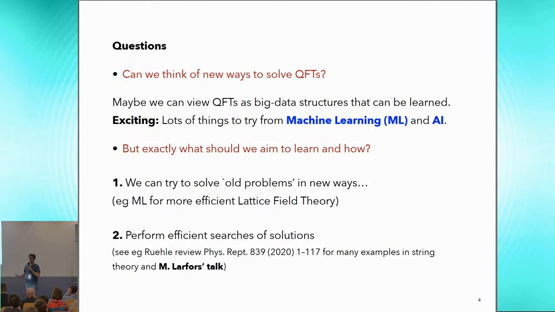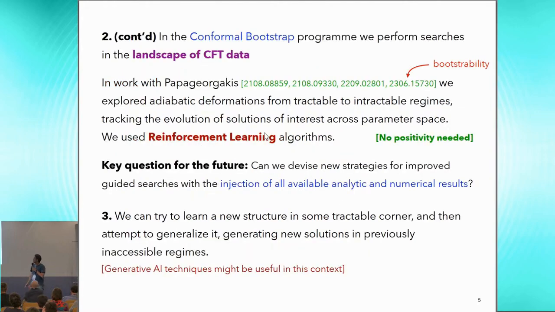And for many examples in string theory, you can take a look at Magdalena's talk or Fabian Ruehle's review from 2020. Now, since the focus here is on quantum field theories, I want to highlight a particular direction, which we have started studying with Kostis Papageorgakis at Queen Mary, but it's basically quite an open direction yet. How do we apply such methods in conformal field theory? In conformal field theory, in particular in the conformal bootstrap program, basically what we're doing is that we're trying to find consistent CFT data.